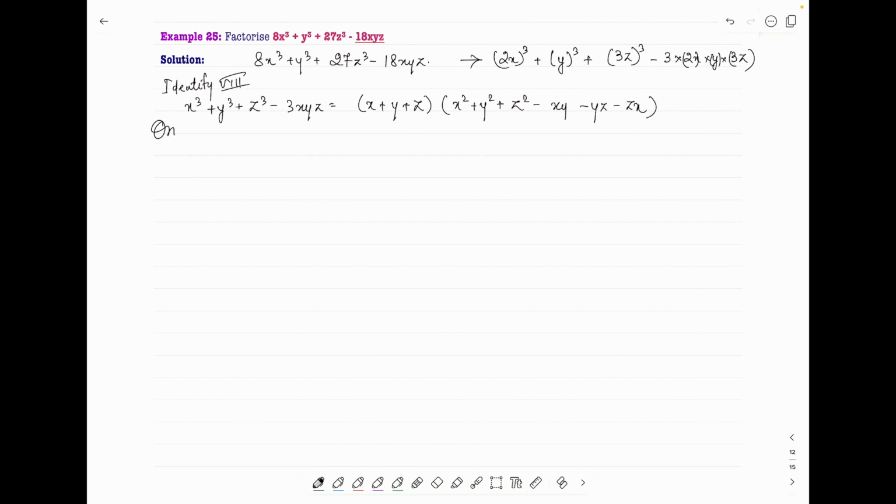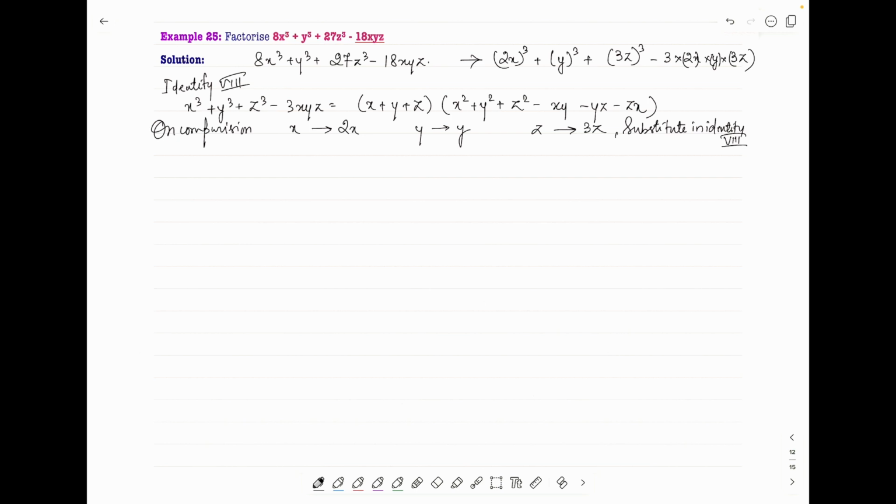On comparison with the question, instead of x we are going to write 2x, instead of y we are going to write y only, instead of z we are going to write 3z. Got my point? So substitute these in identity 8. So on substituting, what will you get?